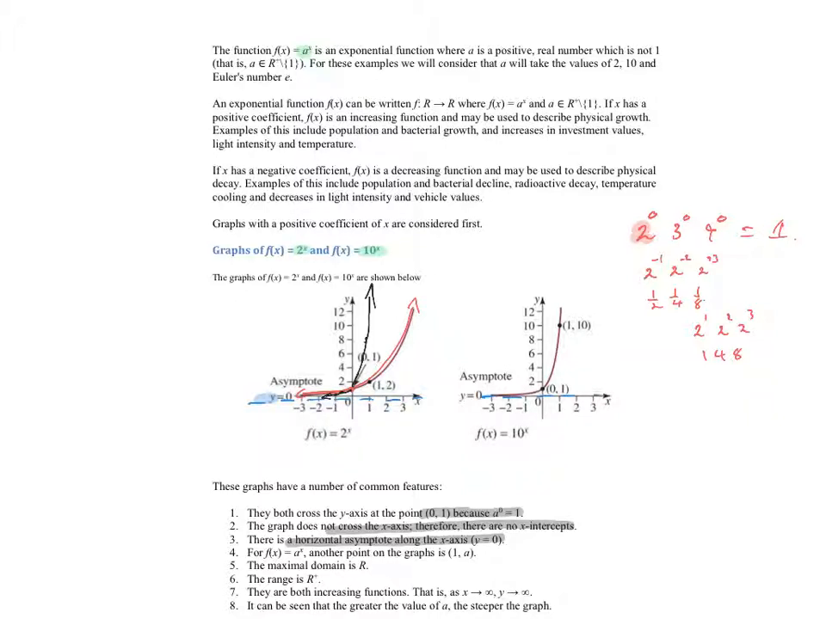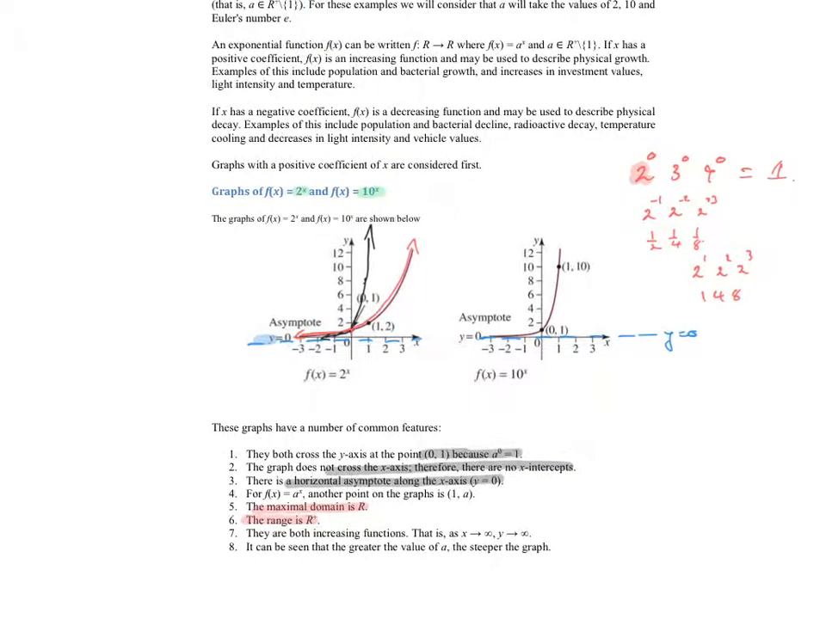Okay, we need to sketch that. The domain for the graph is R. We can use all values, so there's no restriction on the x values. The range of the graph is R plus. So they're always positive values, but never 0. Okay. So we can see there that they're sort of increasing functions. The bigger the value of a, the steeper the graph gets. All right.